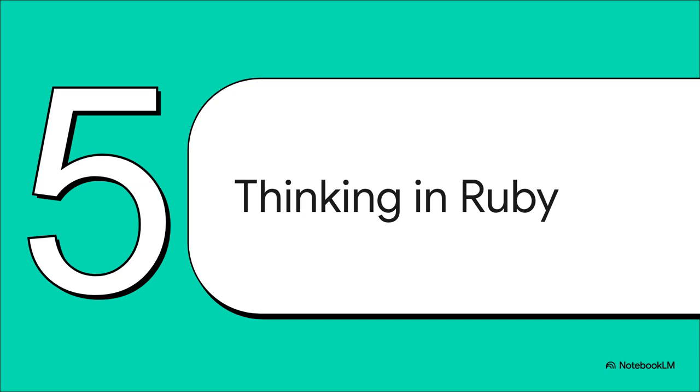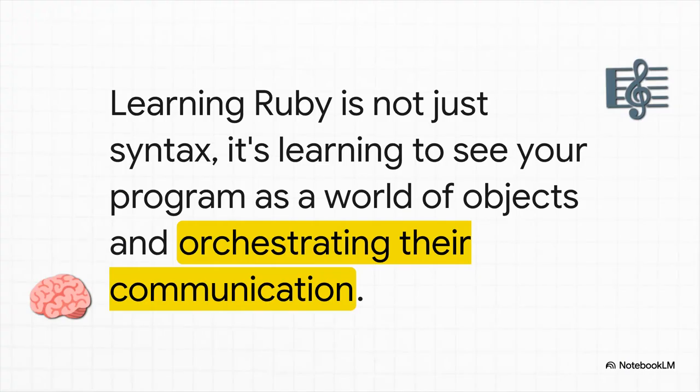Okay, let's zoom out and bring this all home. Why have we been obsessing over this "everything is an object" idea? Why does it matter so much? Because when you're learning Ruby, you're not just memorizing syntax. You're learning a new way to think. You're learning to see your code not as a static script, but as a living world, full of these little objects. Each one has its own built-in powers, and your job is to be the conductor. Your job is to send the right messages to make them all work together.